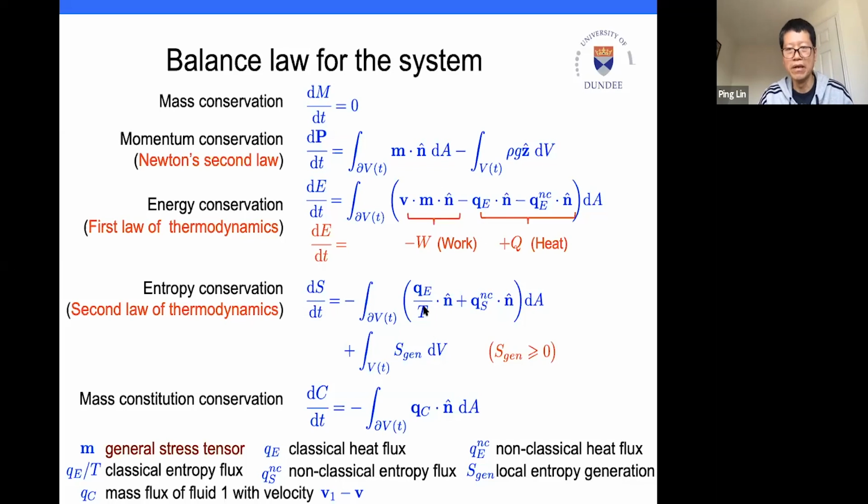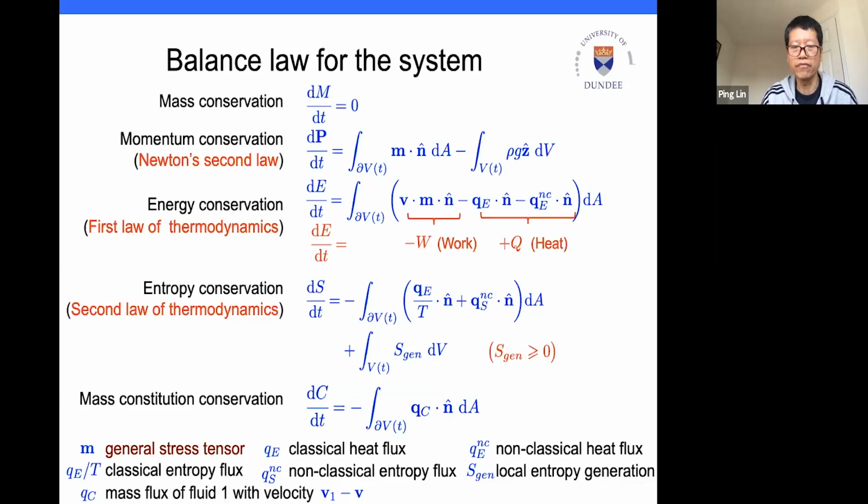I'm not going to spend too much time on it. But then, because of this mixing region, which you don't know what it's going to be, there is a non-classical term. So we define a non-classical entropy flux, which we need to determine later. And then you have the second law of thermodynamics: the entropy generation term has to be non-negative.